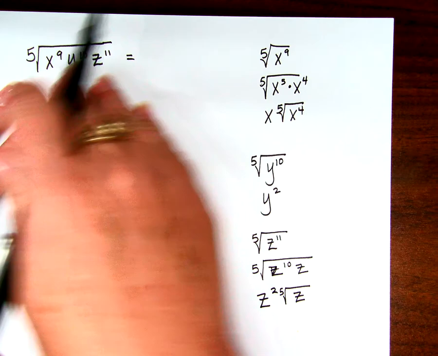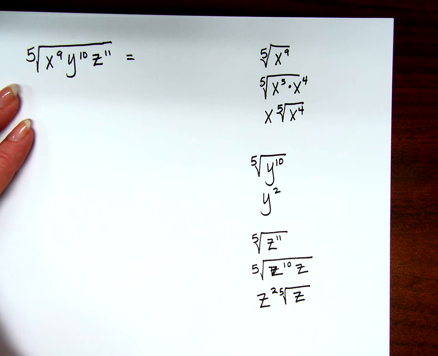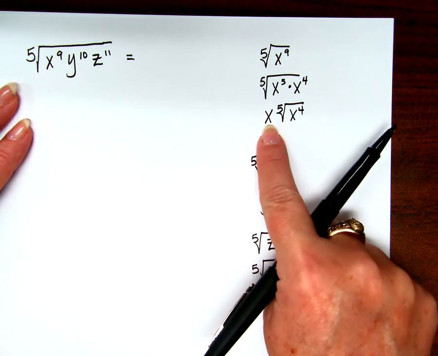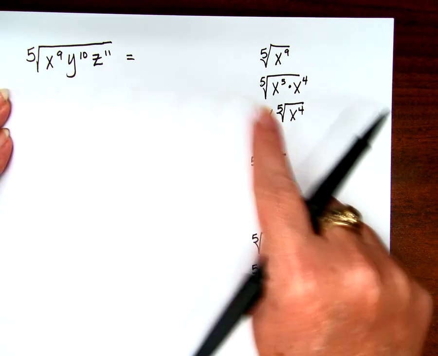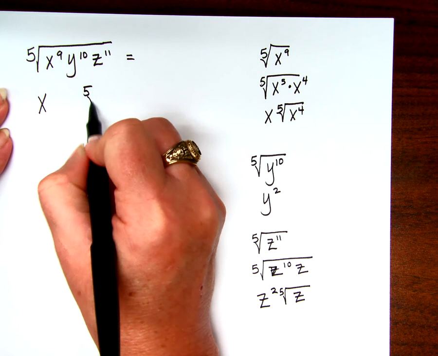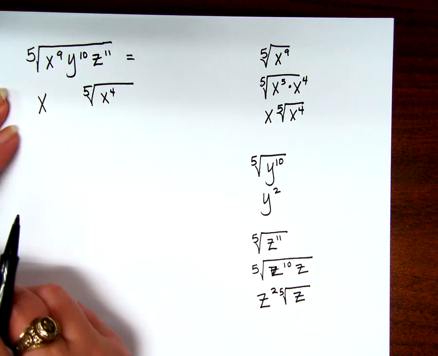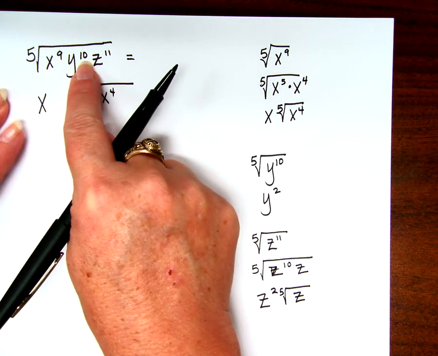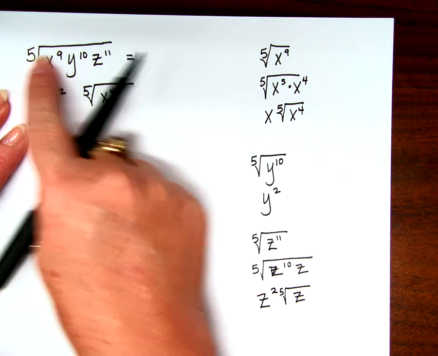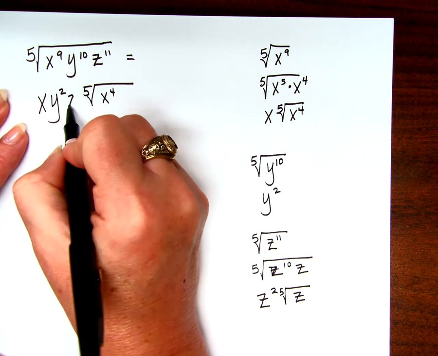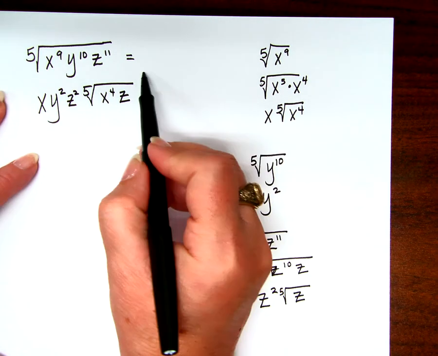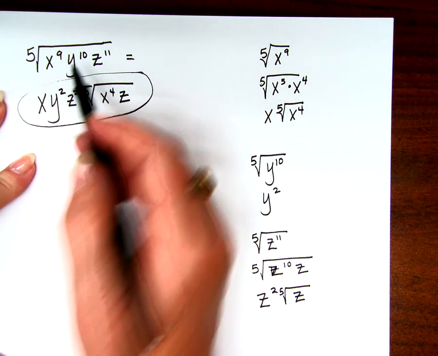Now let's put these all back together to be able to write the answer. When I took the fifth root of x to the 9th, I got x to the 5th, x, and then the fifth root of x to the 4th, right? So I have an x and a fifth root of x to the 4th. When I took the fifth root of y to the 10th, I got y squared. And when I took the fifth root of z to the 11th, I got z squared and a z inside the fifth root still, right? So this is my simplified answer from there.